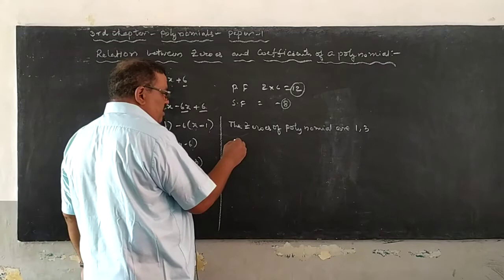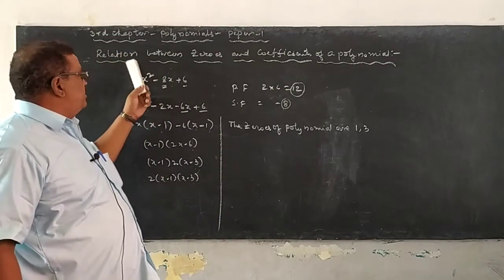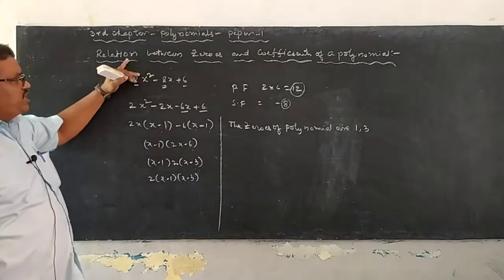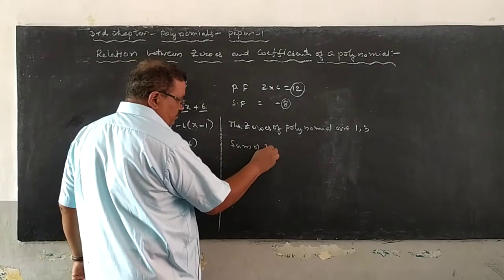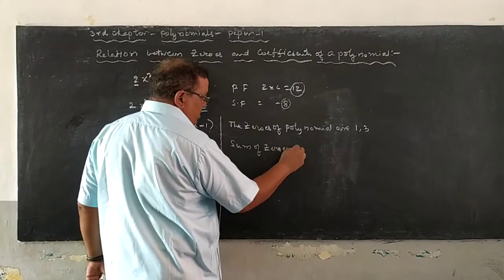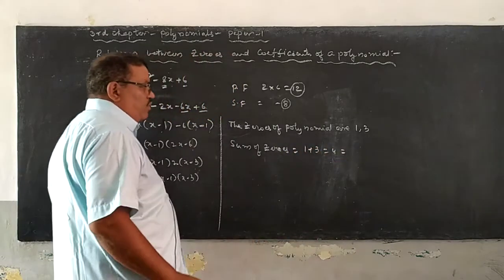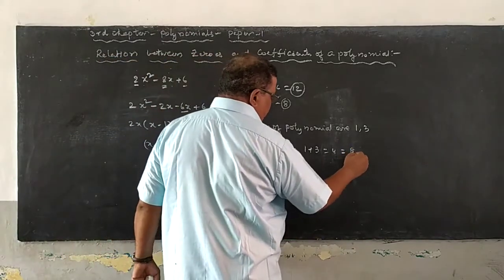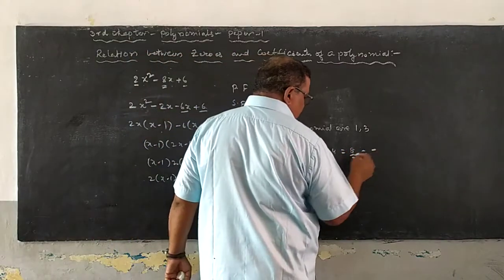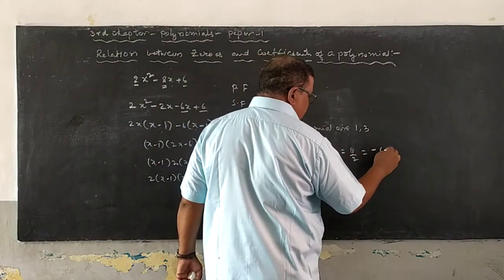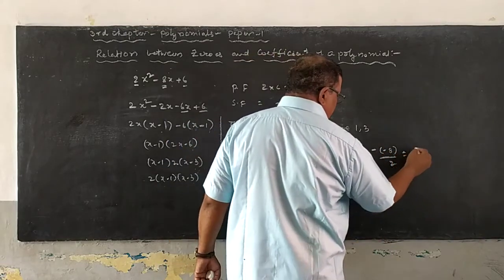Now, let us find the sum of zeros. Here, see the definition: relation between zeros and coefficients. The sum of zeros, 1 plus 3, is 4. 4 can be written as 8 by 2. It can also be defined as 8 split into minus of minus 8, that is minus of minus 8 by 2.